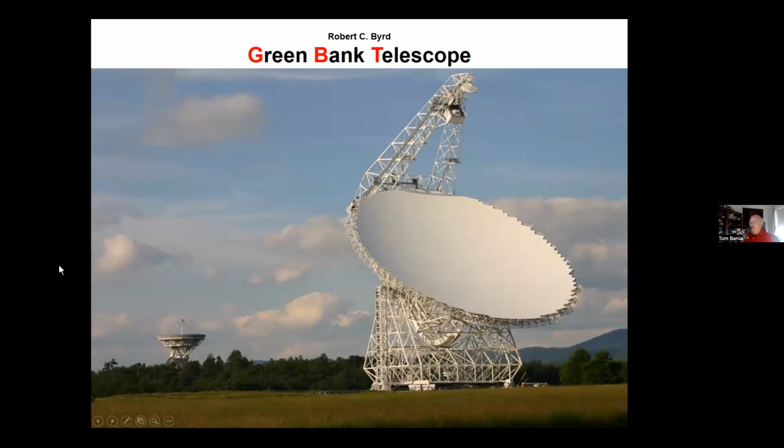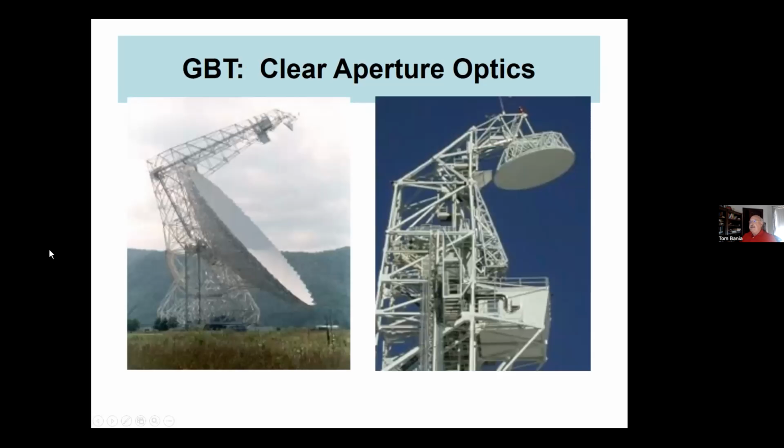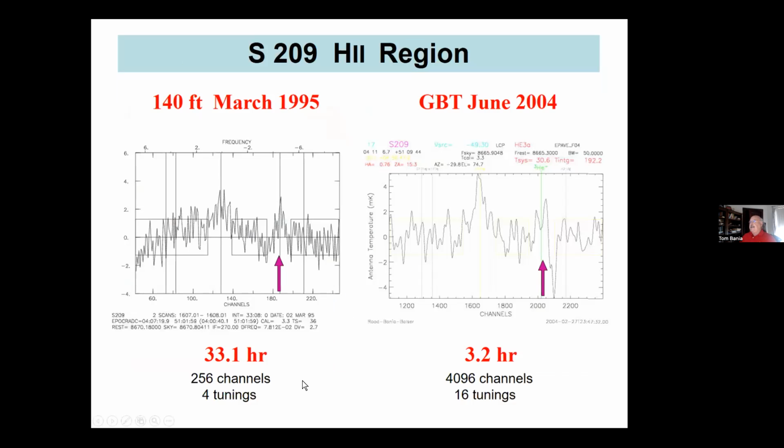So the 140 foot was retired. And the GBT came online, a clear aperture instrument. Rood and I thought it's like they designed the telescope for us. And indeed, it was a remarkable improvement. Here is S209, Sharpless 209, with the 140 foot and the Mark III correlator, 33 hours of integration. Here's the GBT with the ACS, which was later just called the spectrometer, with only 3 hours of integration.